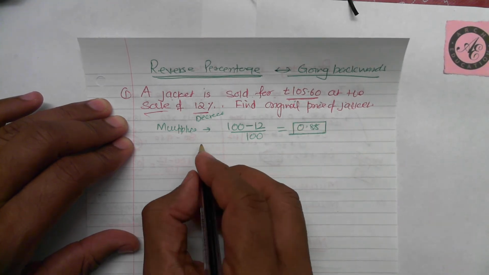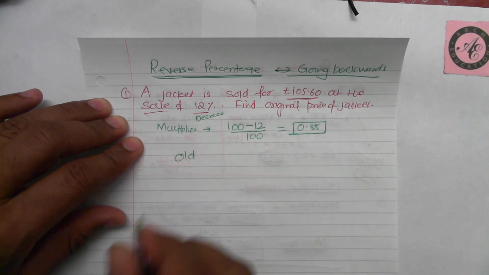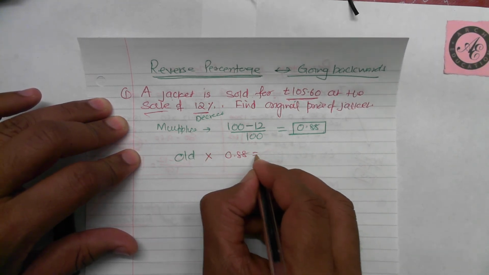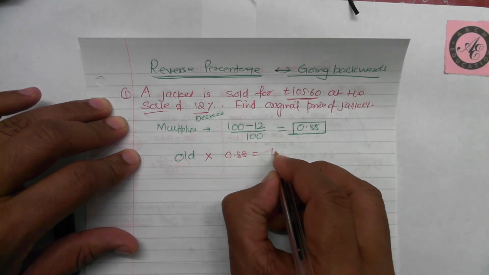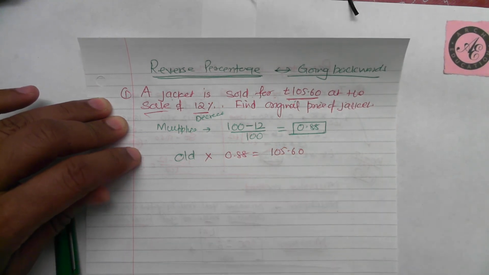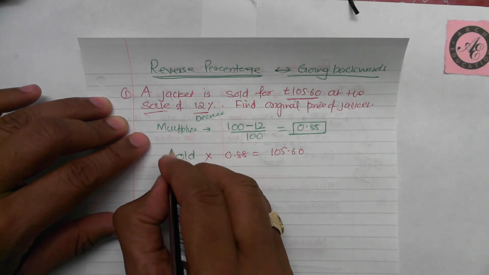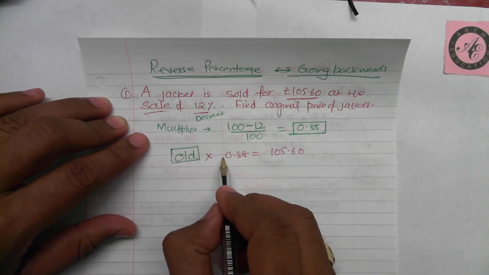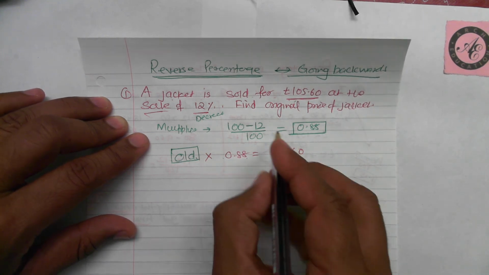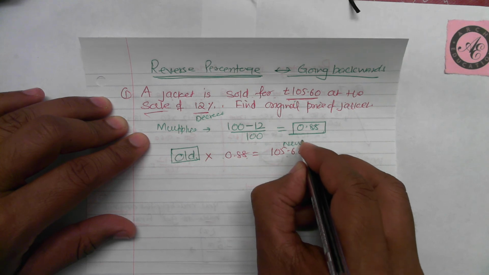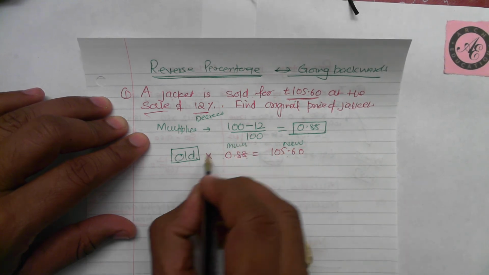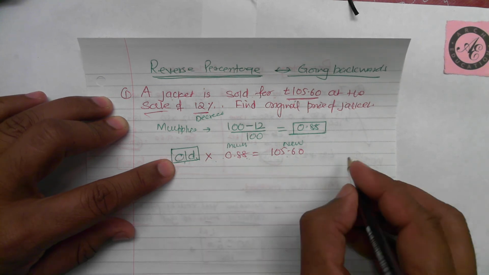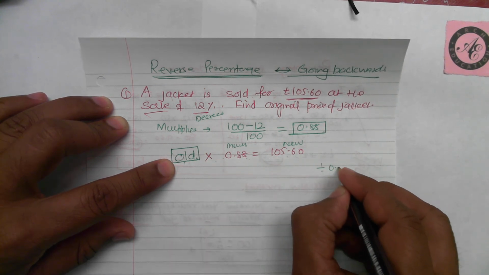Right guys, what do we do? The old price, or the original, times the multiplier, which is 0.88, should give me the new price, which is 105.60. I hope everybody understands that. This is what we did in the last question: original times the multiplier gives you the new. Now guys, we want to find the original. So the inverse of multiplying by 0.88 is dividing by 0.88.